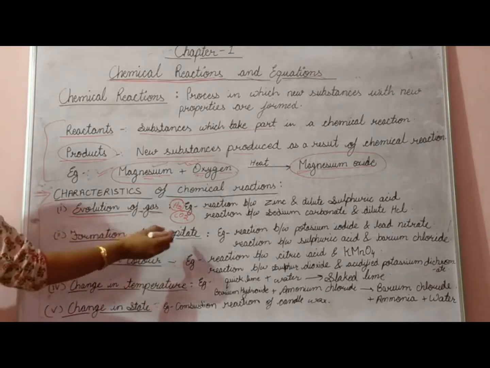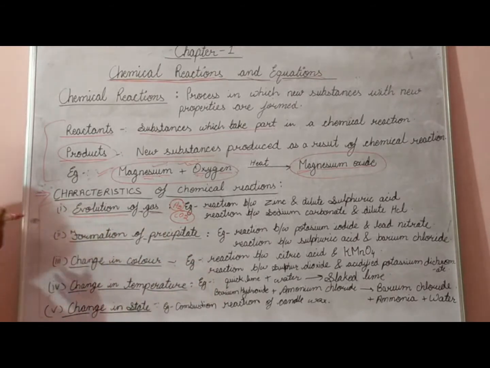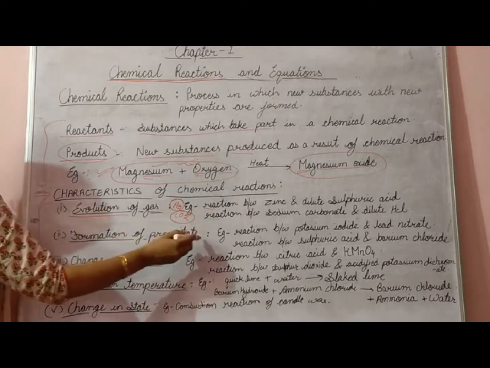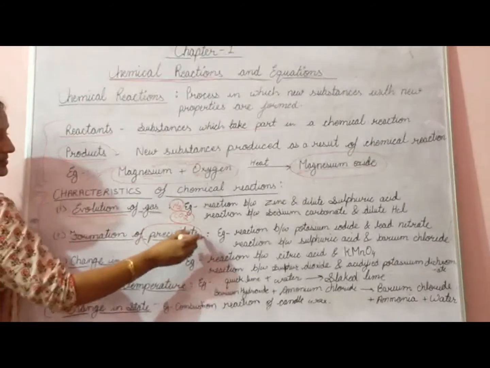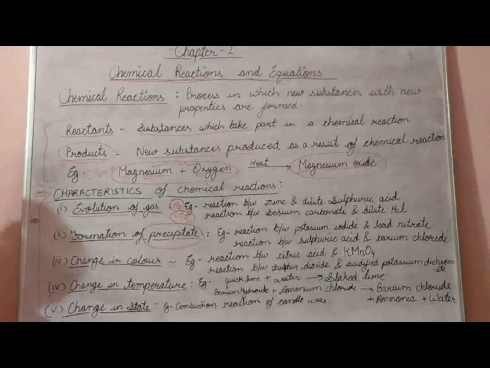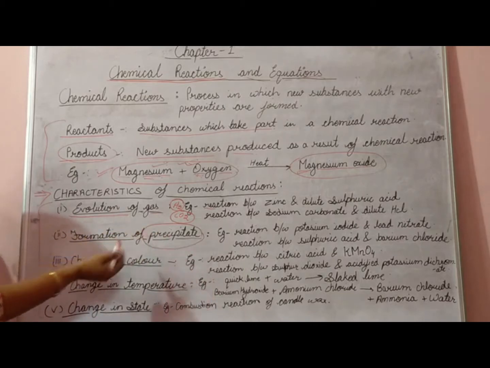Next we have formation of precipitate. In some chemical reactions, a precipitate is formed as a result of the chemical reaction. What basically is a precipitate? A precipitate is an insoluble solid substance that is formed during a chemical reaction. It is insoluble. It will not get mixed up, so it can be easily observed.